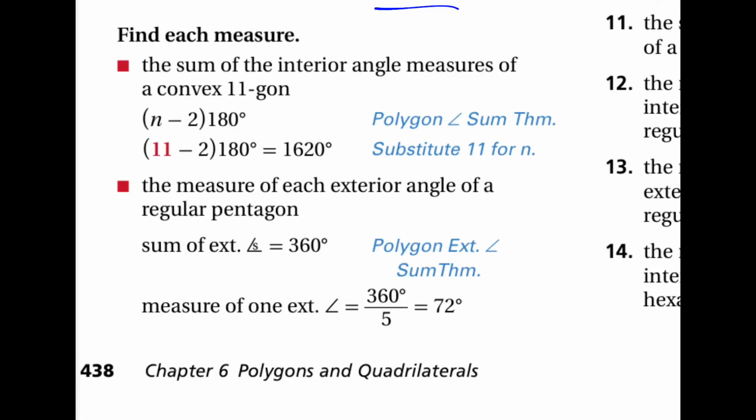To find measures of the sum of interior angles, I take the number of sides minus 2, multiply by 180, and I get 1620. To find the measure of each individual exterior angle, I recognize that the sum of exterior angles is always going to be 360, and I divide by the number of sides. Here, it's a pentagon, so I divide by 5, and I get 72.